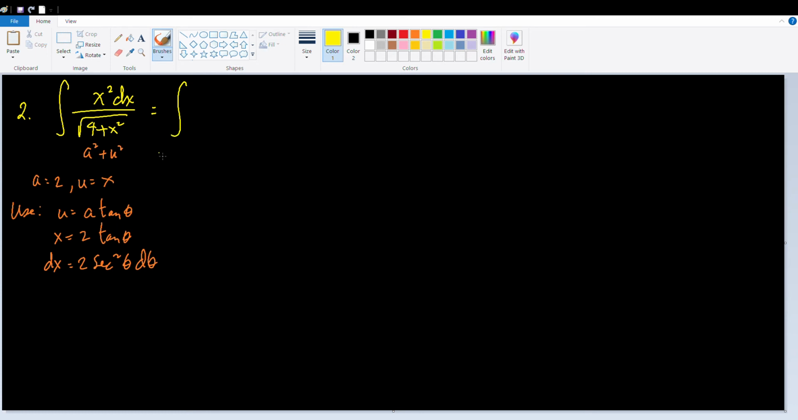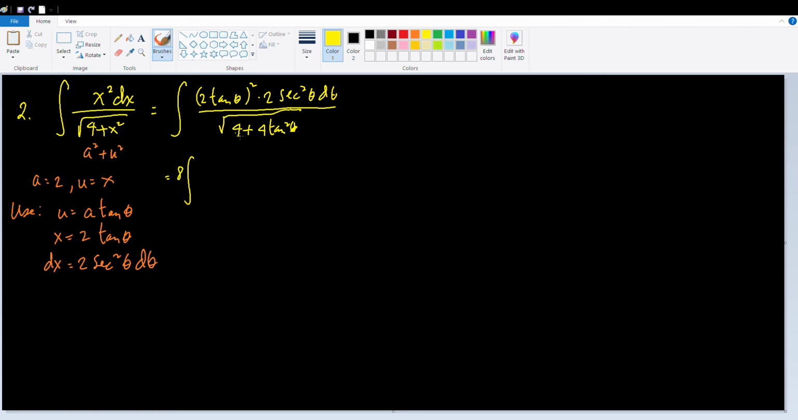We apply these substitutions to the integral. X squared becomes 2 tangent theta squared, and then dx is 2 secant squared theta d theta, all over the square root of 4 plus x squared, which is 2 tangent theta squared, or 4 tangent squared theta. So 2 squared is 4 times 2 is 8. Let us write it before the integral sign.